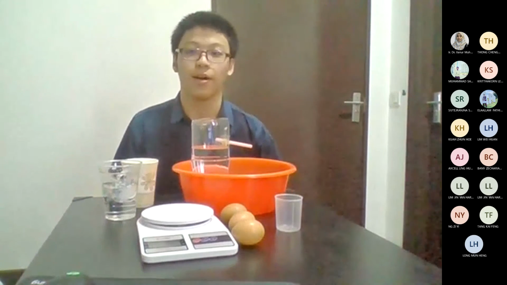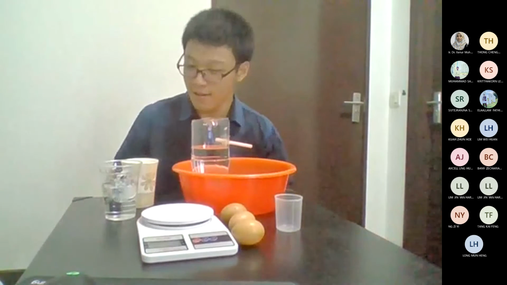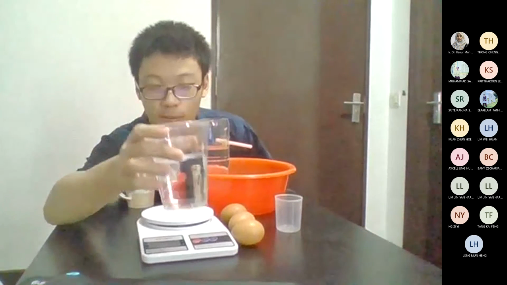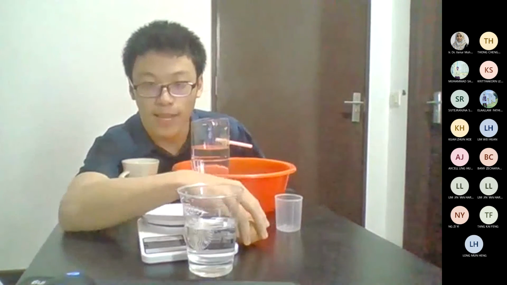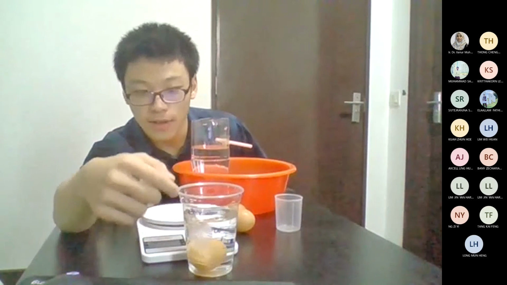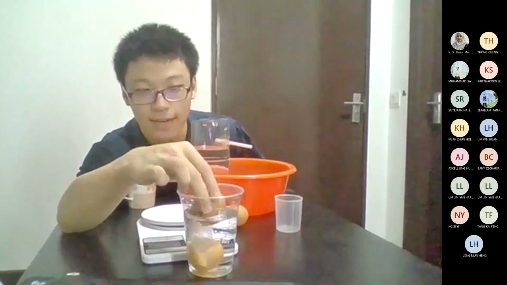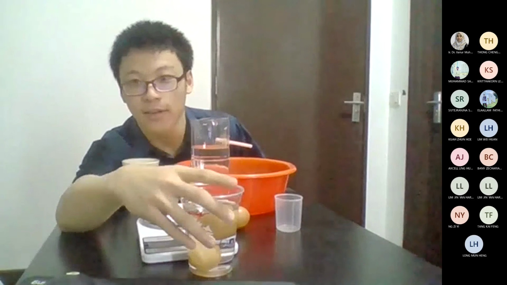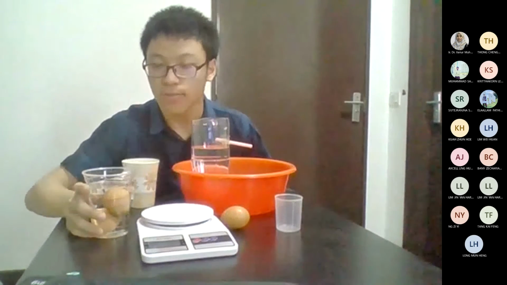So let's make it simpler. What does this mean? Well, as you can see here, there's a cup of water, and each time you put an egg inside, the water level increases. So as you can see, the more eggs you put inside, the higher the water level is. So let's test it out with the experiment.